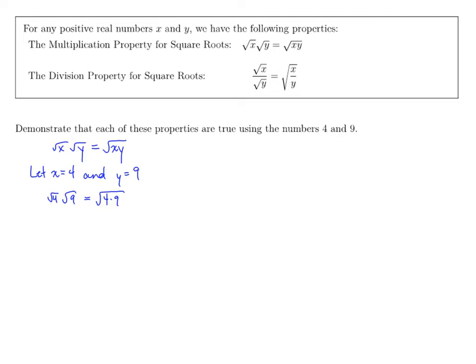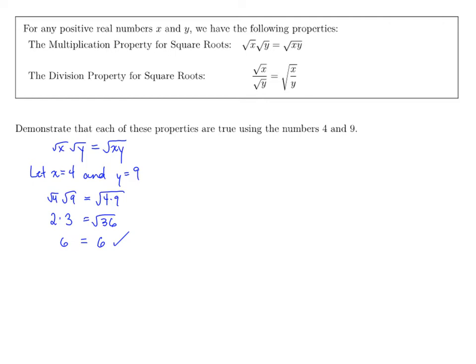Looking at that left-hand side, the square root of 4 is simply the number 2, and the square root of 9 is simply the number 3. So the left-hand side is 2 times 3. Looking at the right-hand side, where we have the square root of the product of 4 and 9, we can simplify that product to be 36. So the right-hand side is the square root of 36. And at this point, our left-hand side is 2 times 3, which is 6. And our right-hand side is the square root of 36, which is also 6. So we can see very clearly for this example that this product holds true.